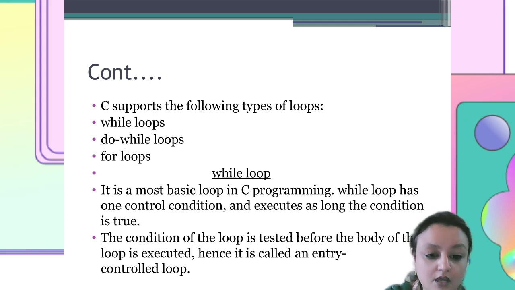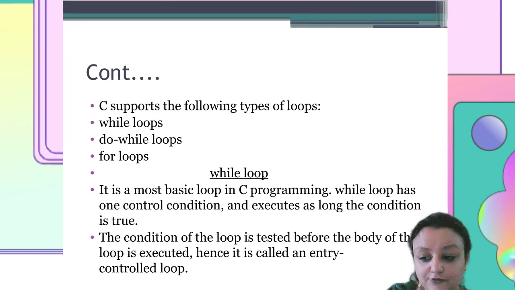Control condition means that the loop would be controlled from the very starting, for example while x equals 10. So it's a control condition. Only then enter the loop, and it executes as long as the condition is true. First, it will check the while condition. So the condition of the loop is tested before the body of the loop is executed. Hence, it is called an entry control loop, because it is checking the entry first and then processing.